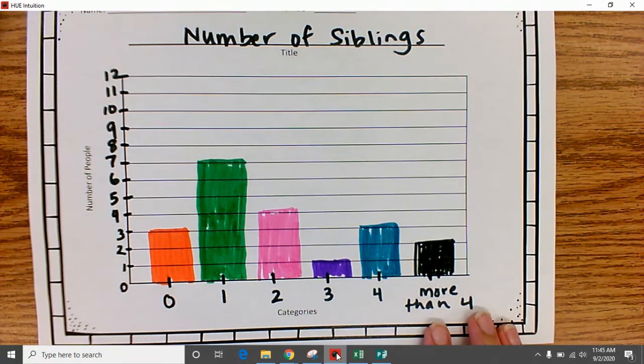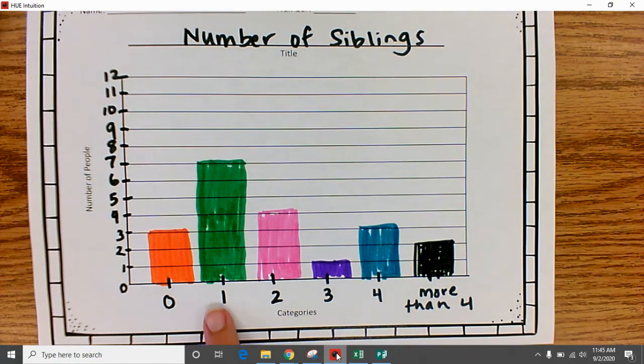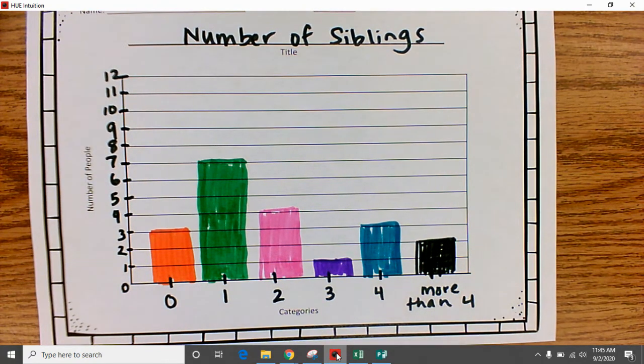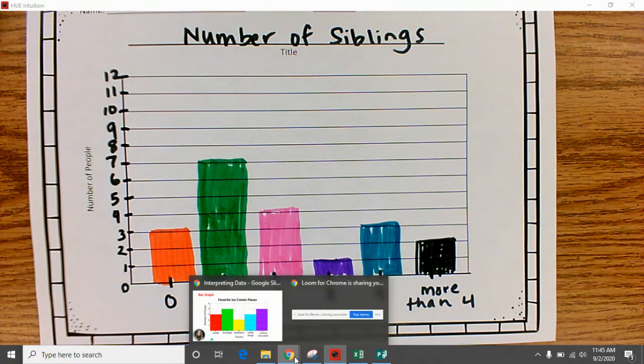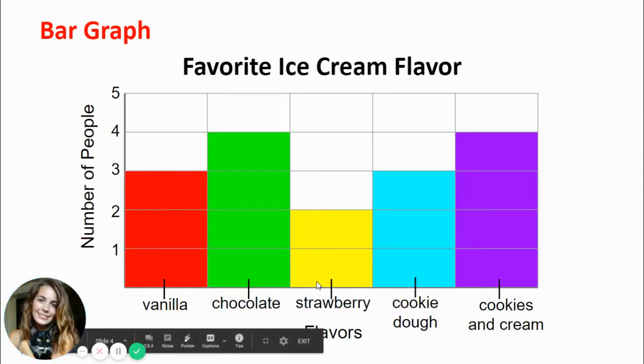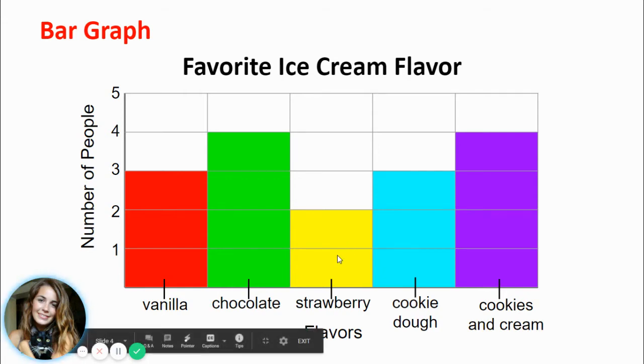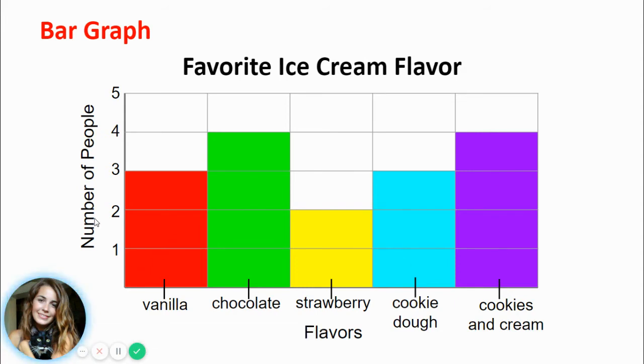So in this bar graph, when I look at the categories, I see that they are numbers. This is numerical data. The first bar graph that we looked at was categorical data because the answer choices are words. So sometimes you will have categorical data and sometimes you will have numerical data. But when you're looking at a bar graph, remember that the height of the bar tells you how many people in each category. And along the left, you can see exactly how many people that is.